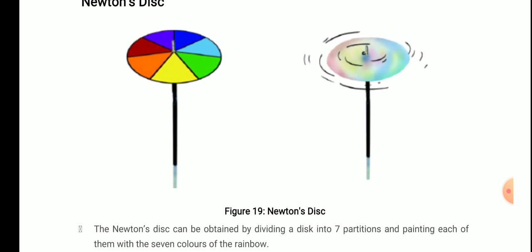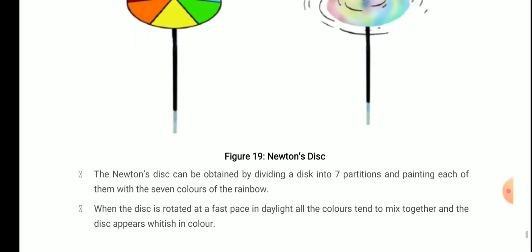You can see on one side that the disk is divided into 7 partitions and painted, and when it is rotated it looks whitish. So this is the Newton's disk. So I hope it is clear to all of you. It is a very important chapter, as a lot of these phenomena you will be studying again in the senior classes. So study this chapter very carefully. Whenever you are studying or making notes, make the notes very carefully also.